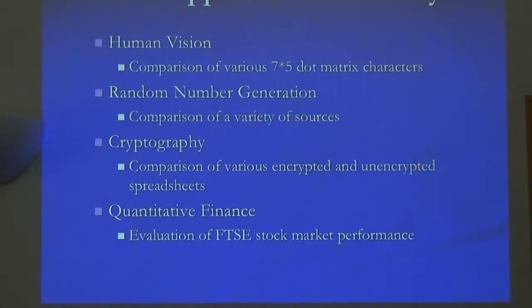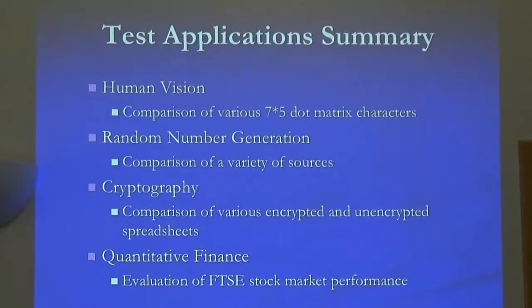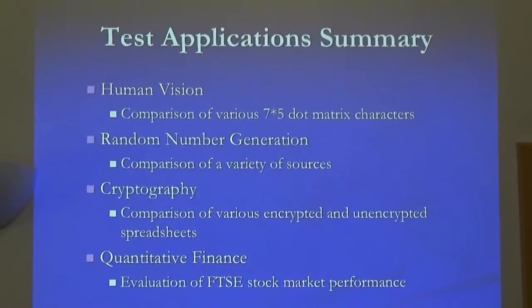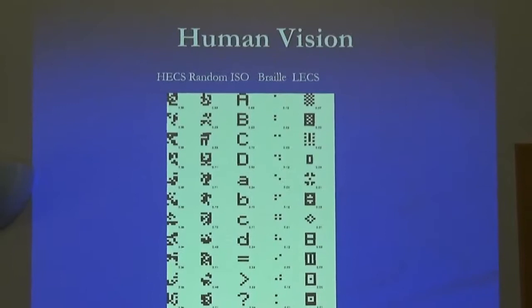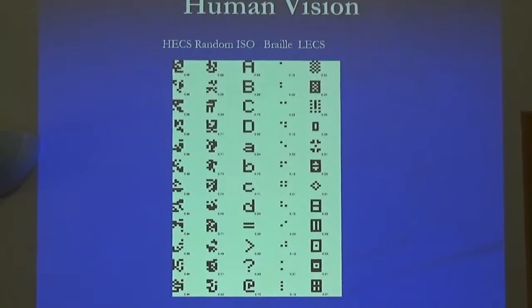Okay. So I tested that BiEntropy out in 5 areas, in fact. I've forgotten the most important one, which is prime numbers. The prime numbers, human vision, random number generation, cryptography, quantitative finance. So I was able to find useful results in all these fields. This one's particularly interesting to do. I call it human vision, but not really.